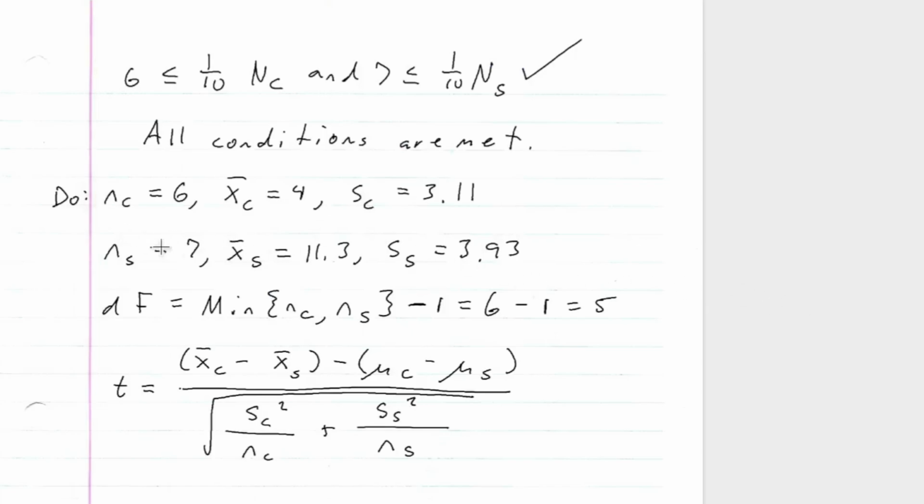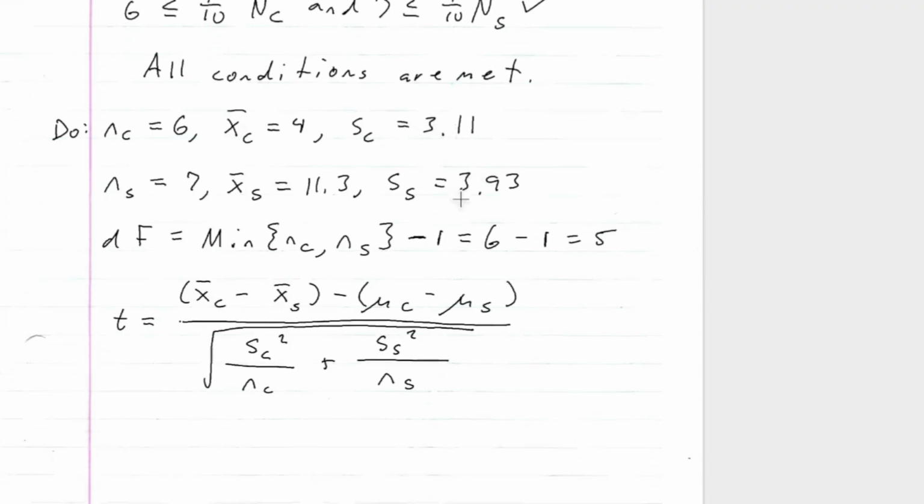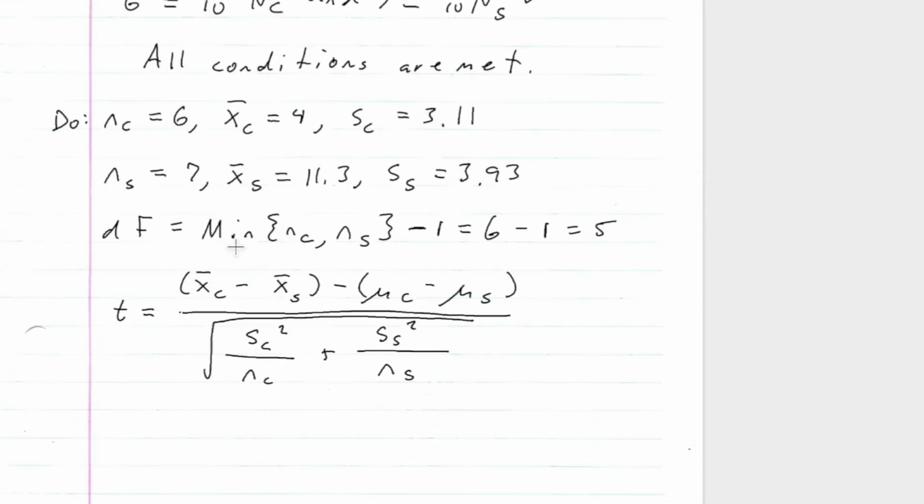Okay, so here are the needed things for my t-test, right? I have the number in the control group, the number in the supplementation group, the means, and the standard deviations. In order to figure out which degrees of freedom to use, it's the minimum of the number in the control group and the number in the supplement group, minus 1. The minimum just means the smaller of the two, which is 6. So 6 minus 1 is 5.